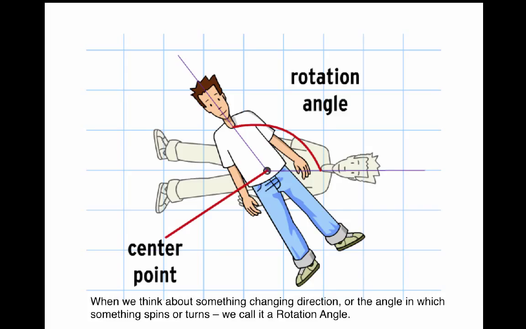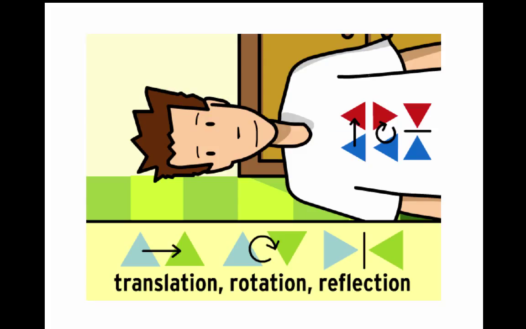Tim from BrainPop has agreed to help us learn about rotation angles. Now, let's take a look at what he's doing here. First of all, he looks like he's lying on a grid. But then it looks like his body moved, and by that movement, he created a rotation angle. Now, if we think about something changing direction or the angle in which something spins or turns, we call it a rotation angle.